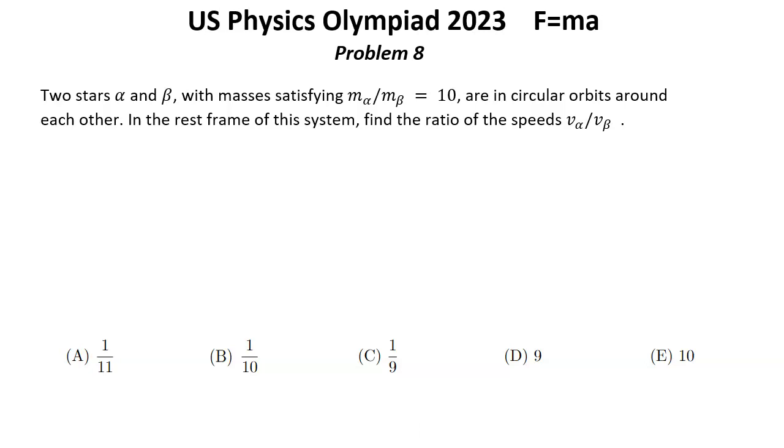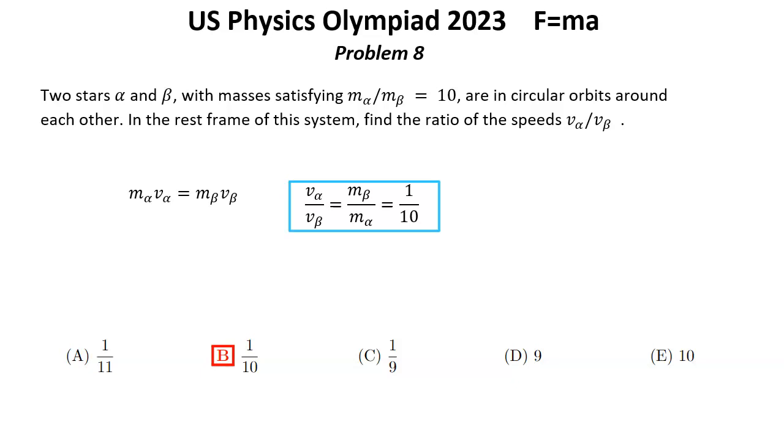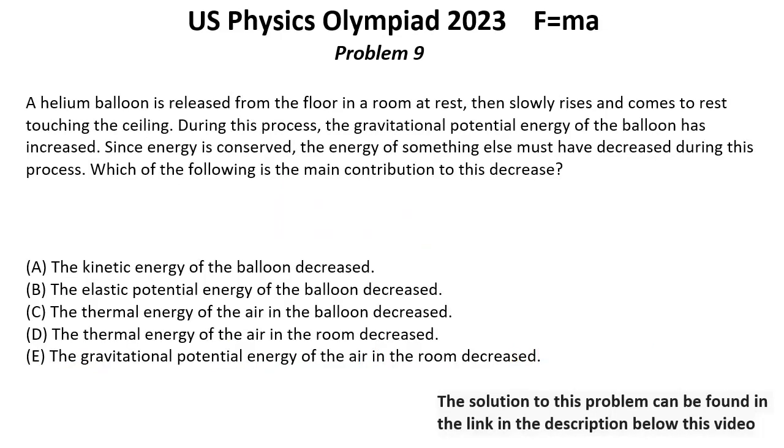Solution for problem number 8. Because the total momentum is 0, we have m_alpha v_alpha equal m_beta v_beta. And from here the answer is v_alpha over v_beta equal 1 over 10, which is answer B, and that was the solution for problem number 8.